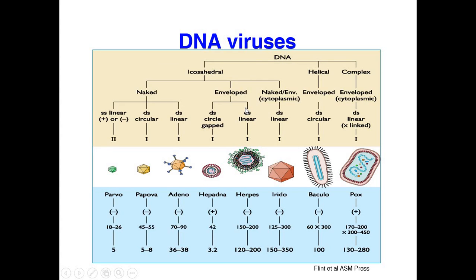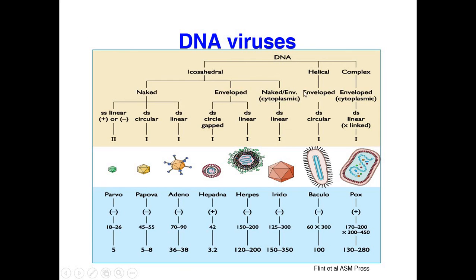Other example of this enveloped virus is linear double-stranded genetic material in their nucleocapsid and present in group 1. Example is herpesvirus, don't have any kind of polymerase enzyme. The size is 150 to 200 nanometer, and the size of genome is 120 to 200 kilo base pair.